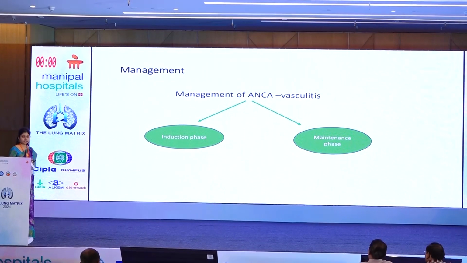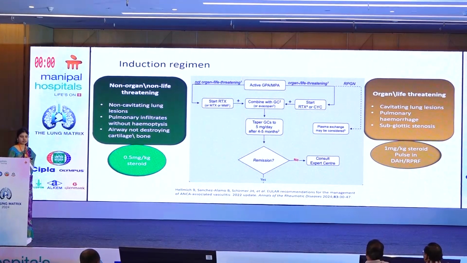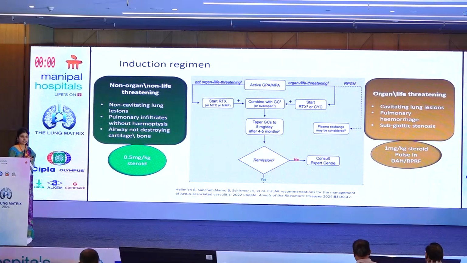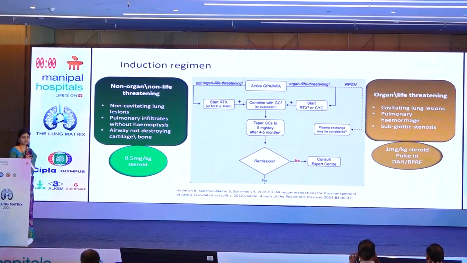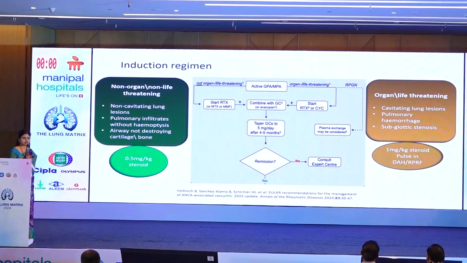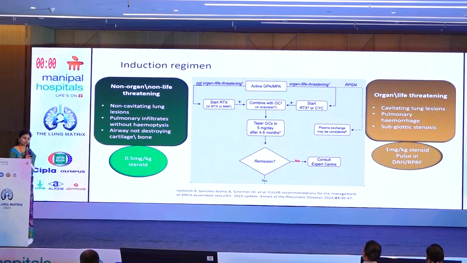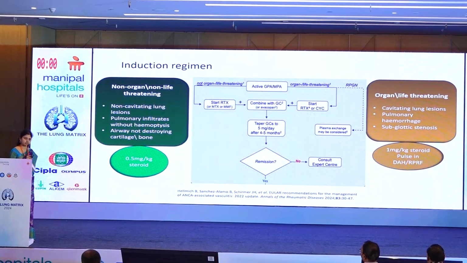Coming to the management briefly, it includes 2 phases, the induction phase and the maintenance phase. In the induction phase, I am only pertaining to the lung. We have to classify the symptoms as organ threatening or non-organ threatening. In organ threatening, we have cavitatory lung lesions, diffuse alveolar hemorrhage and subglottic stenosis, where we start with 1 mg per kg steroids or if necessary pulse steroids, followed by rituximab, which we prefer over cyclophosphamide in the induction regimen of organ threatening features.